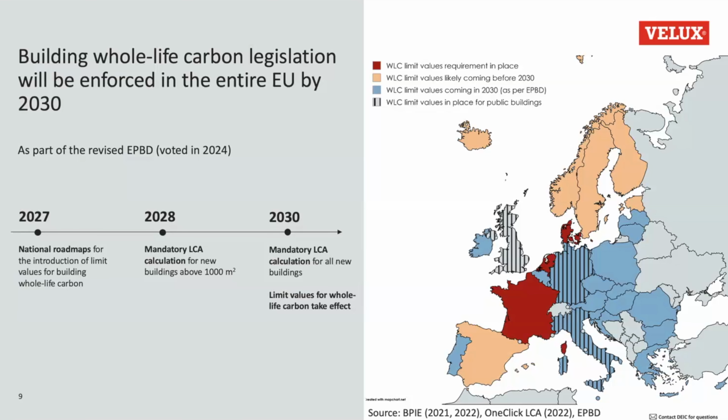But in a Danish context, we've seen that it really changes how, especially architects, look at sustainability when they have to make a building that performs under a threshold, a limit of CO2. And also, as we can see on the map, there are some countries that already have limit values in place nationally. For example, Denmark and France and the Netherlands. And then all other countries are planning on introducing limit values.